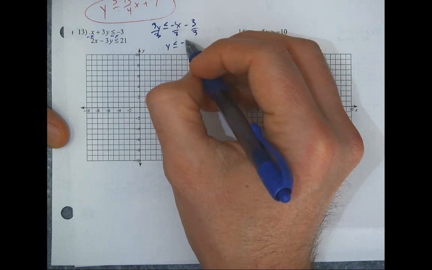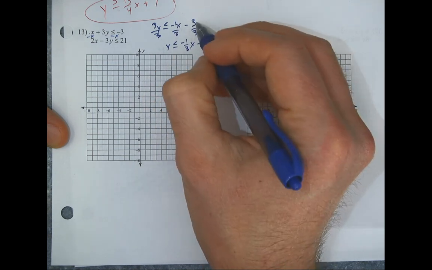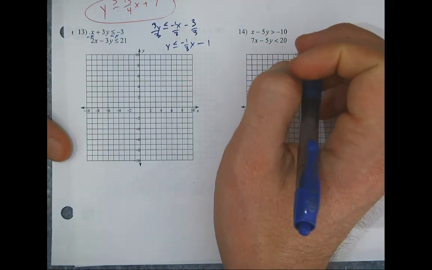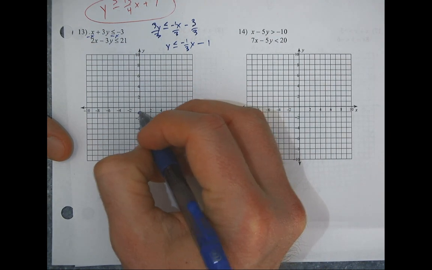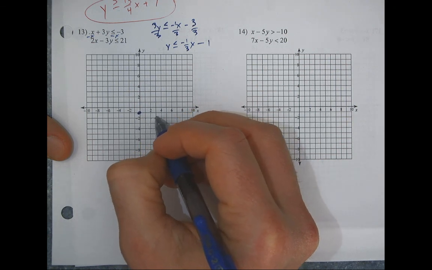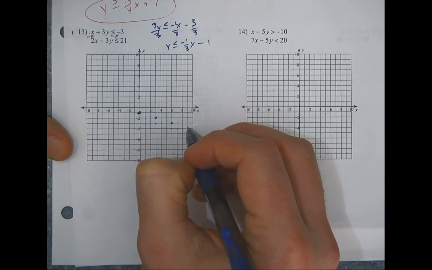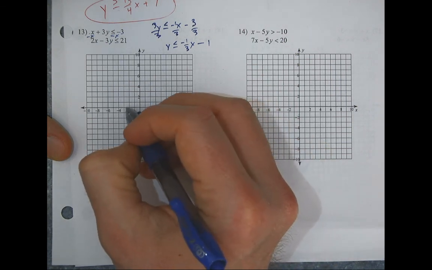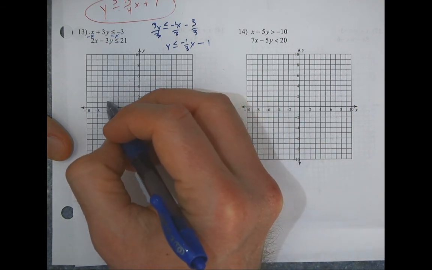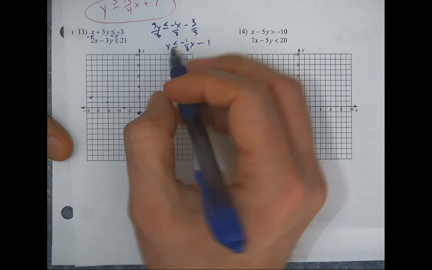This is really a 1, so it's negative 1/3 x. This is going to stay a negative. 3 divided by 3 is 1. So I'm at negative 1, and my slope is down 1 over 3. Going the other way, up 1 over 3. Okay, this is a solid line.